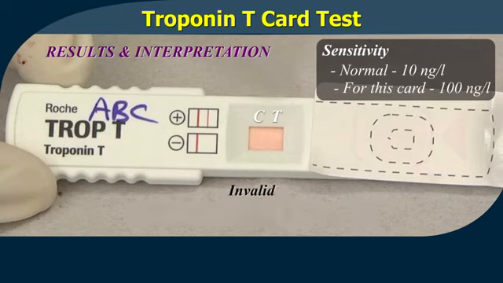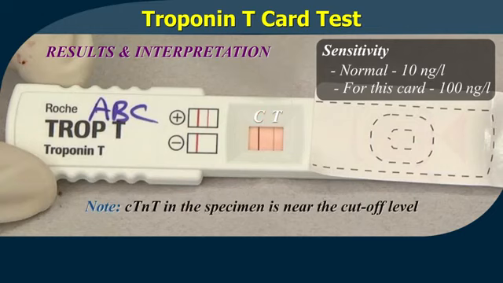If no colored line appears in the control area in 15 minutes, the test result is invalid. The test result is inconclusive and the assay should be repeated. Note: a very faint T line indicates that cardiac troponin T in the specimen is near the cutoff level. The samples should be retested or test results should be confirmed by another quantitative assay.